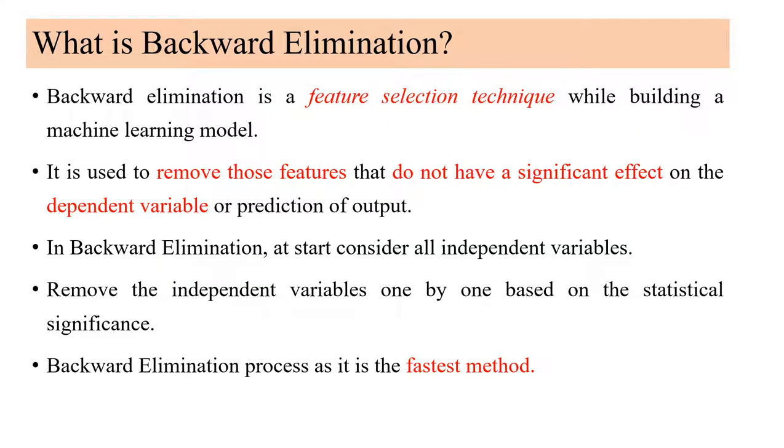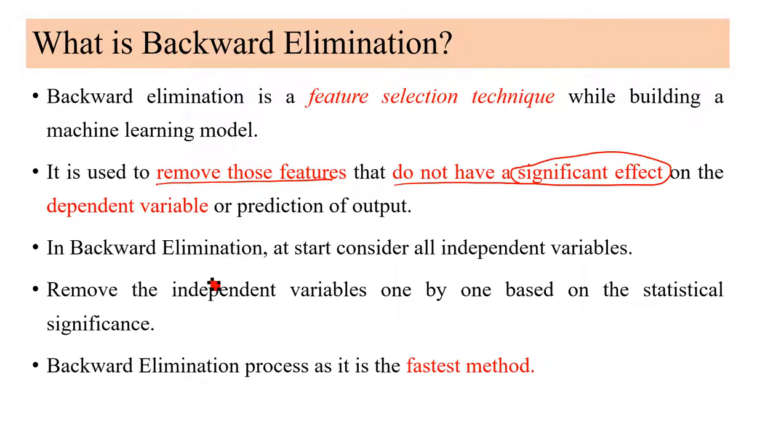Backward elimination is a feature selection technique used while building a machine learning model. It is used to remove the features that do not have a significant effect. The features which are not that significant for building the machine learning model, we have to remove with the help of the backward elimination method.